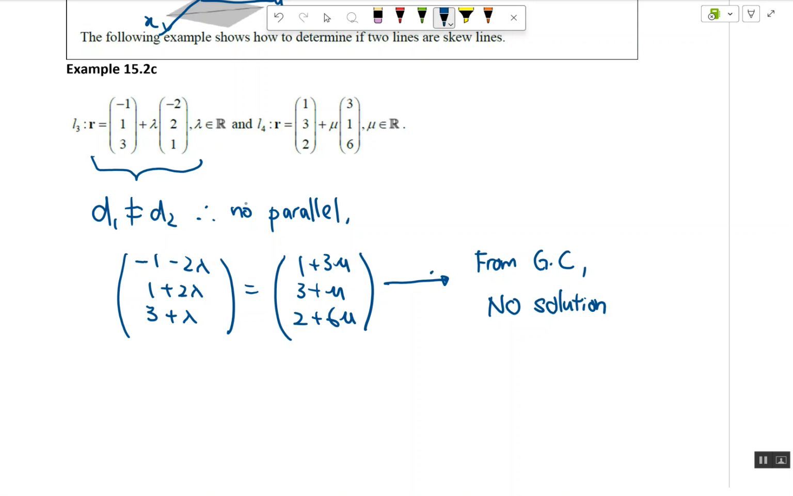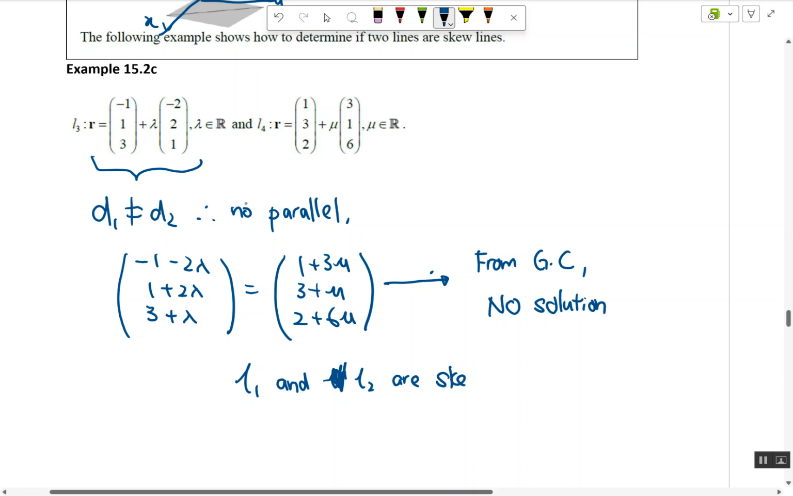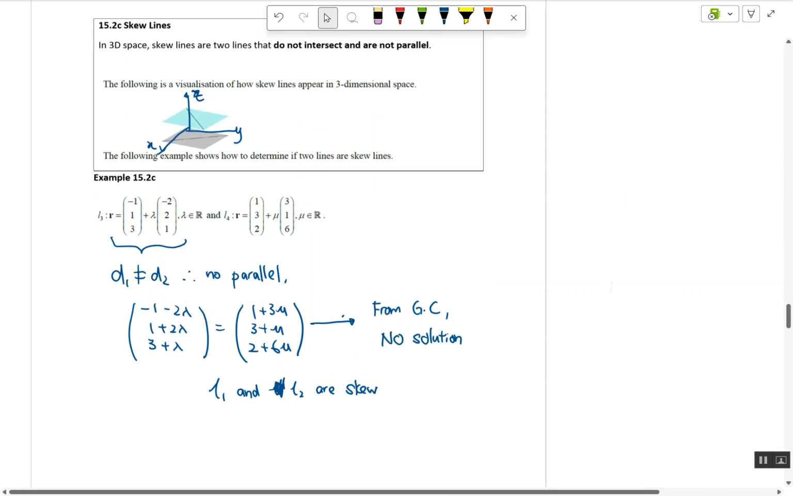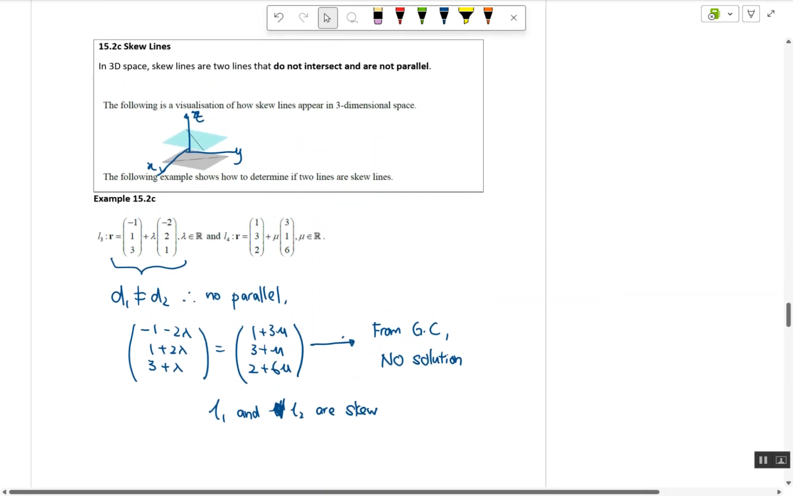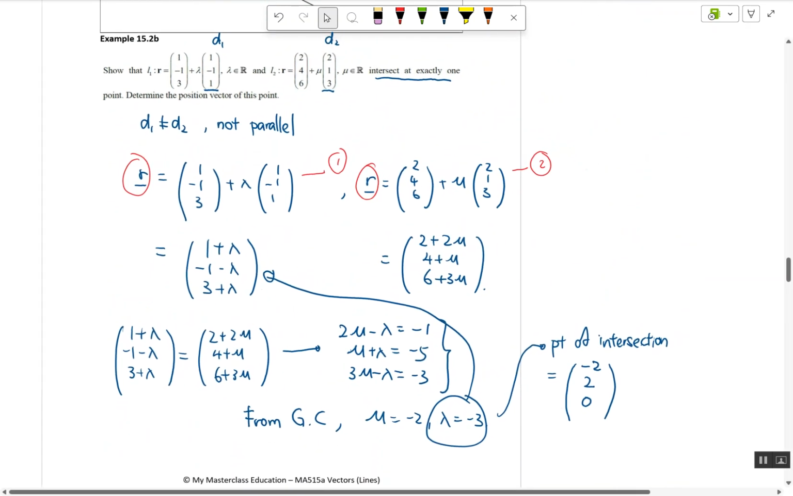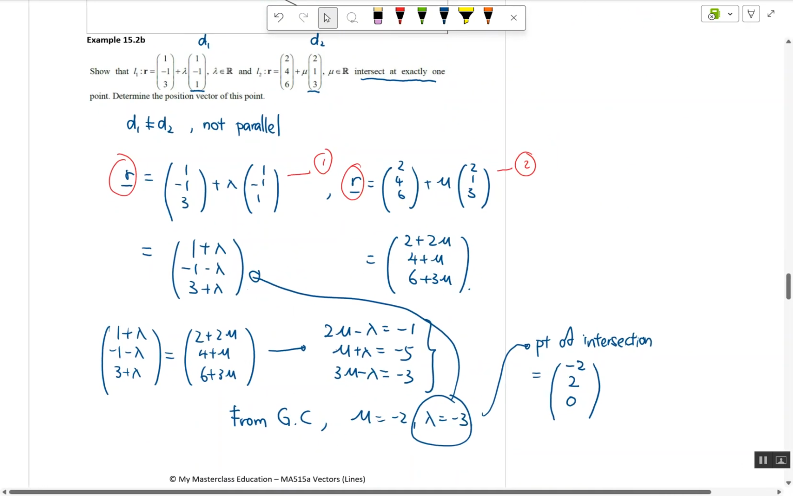So when you see no solution, what does it mean? L1 and L2 are skew. They do not intersect each other at all because there is no lambda and mu that can satisfy these three equations. So these are the three cases of the relationship of the lines, whether they meet or do not meet. If they meet, we just need to equate both lines together, form three equations and use the GC to solve.